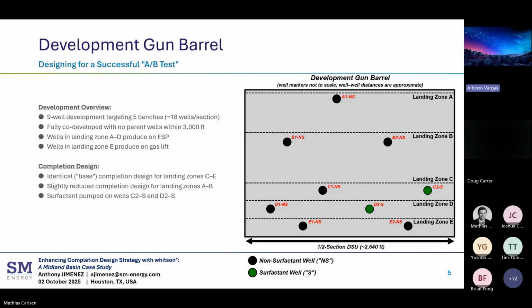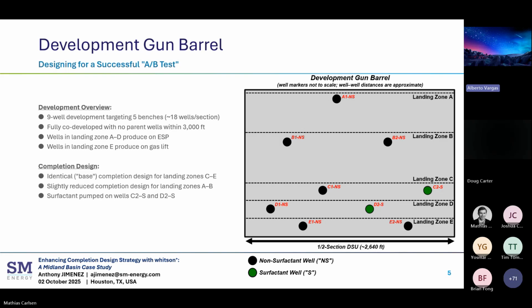What did give us a lot of confidence is, like I mentioned, there's nothing on either side of us. So presumably, I would expect this landing zone C well, with surfactant or not. I'm looking at the C2S. Sorry, I don't have the pointer here. But that green landing zone C2S well, whether it had surfactant or not, it's half bounded, so you would expect performance to be better.